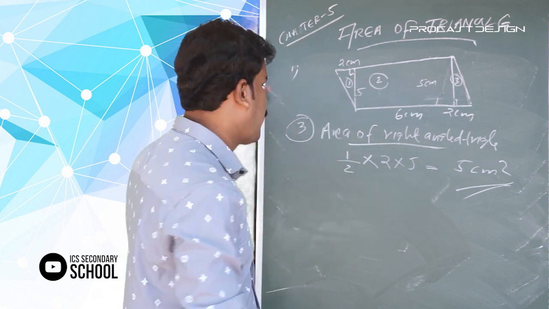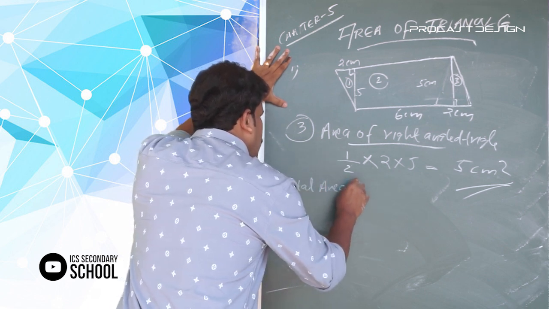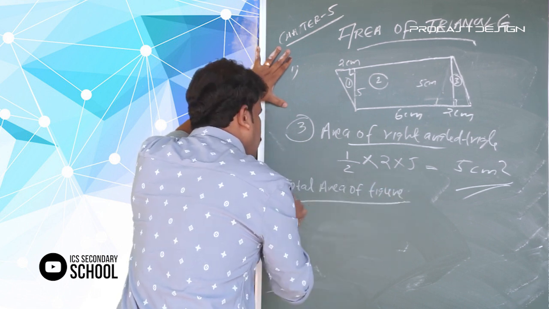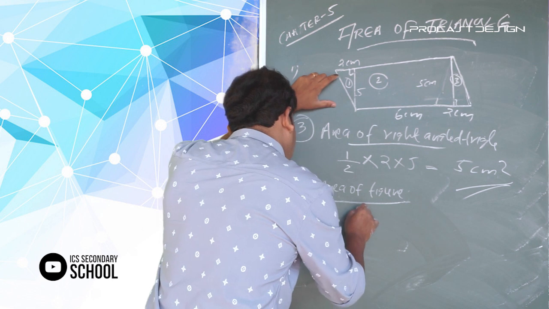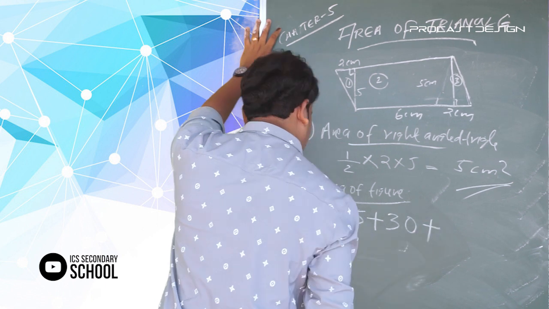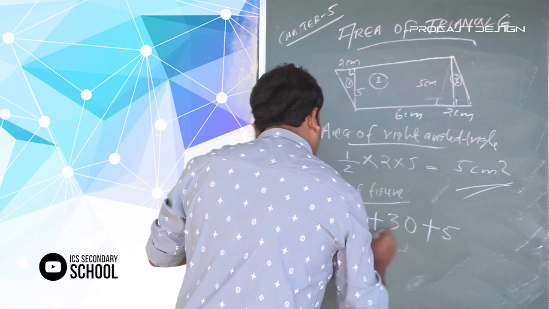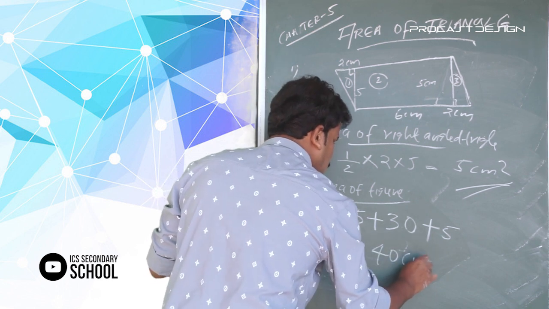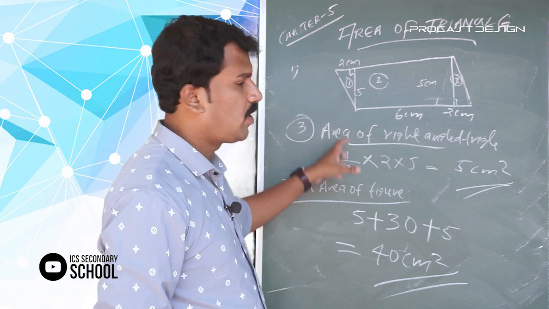Then we can calculate the total area of the figure. First the area of the right angle triangle, that is 5, plus the area of the rectangle, 30, then the area of the third right angle triangle, that is equal to 5. So the total area of the figure is 5 plus 30 plus 5, that is 40 centimeter square. This is the area of the given figure.